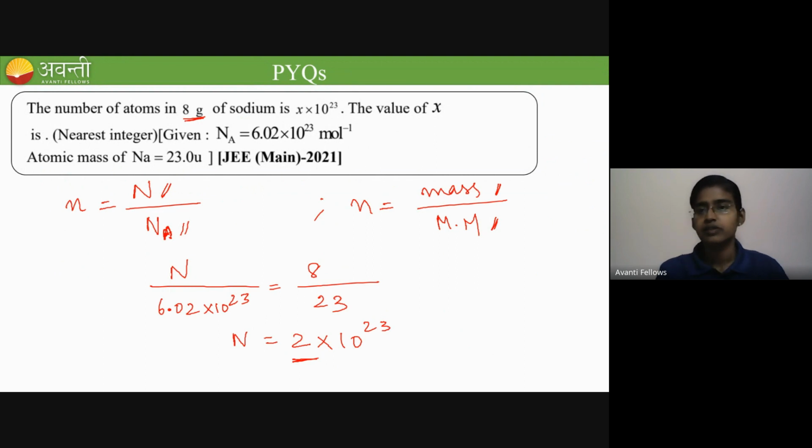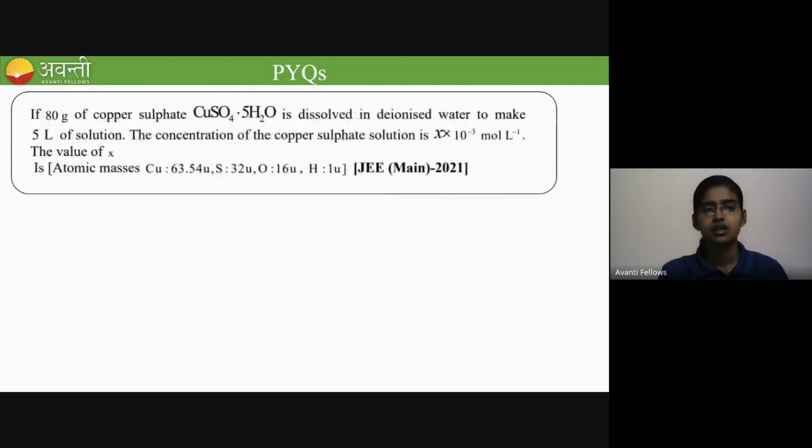Okay. So we will do one more question. If 80 gram of copper sulfate is dissolved in deionized water to make 5 liter of solution, the concentration of the copper sulfate solution is X into 10 to the power minus 3 mole per liter. The value of X is. What we have to do? We have to find out the concentration. Here the concentration is given in terms of mole per liter. So mole per liter is the unit for molarity. So we have to find out molarity.